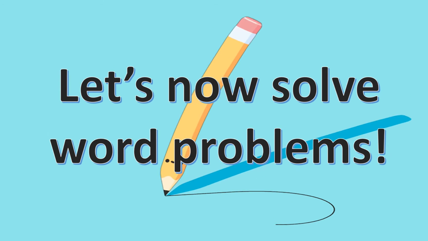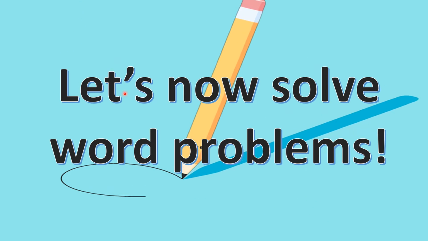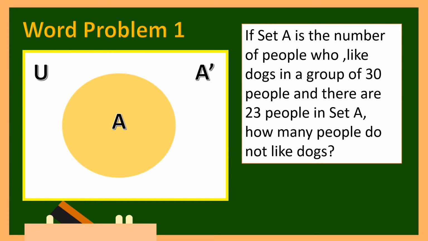Okay, let's continue. Let's now solve word problems involving Venn diagram. For our word problem number 1, if a set A is the number of people who like dogs in a group of 30 people and there are 23 people in set A, how many people do not like dogs? So, let's analyze first the problem. So, ang hinahanap natin ngayon, how many people do not like dogs?